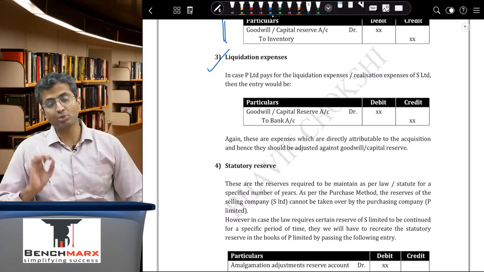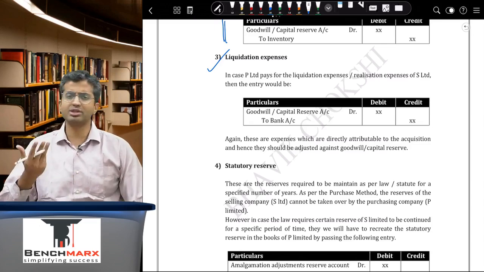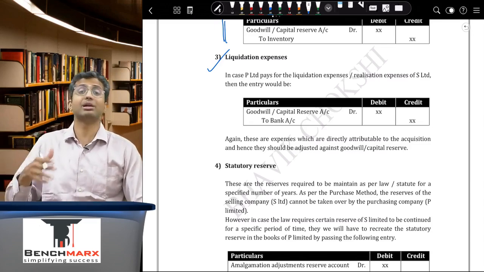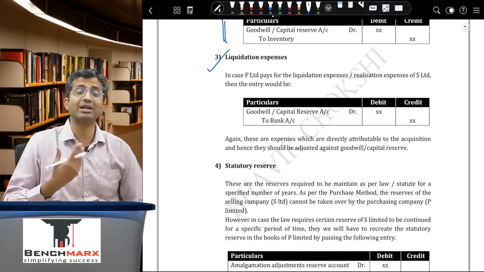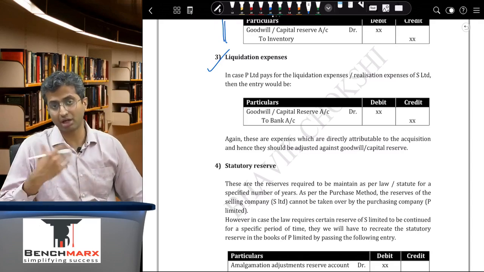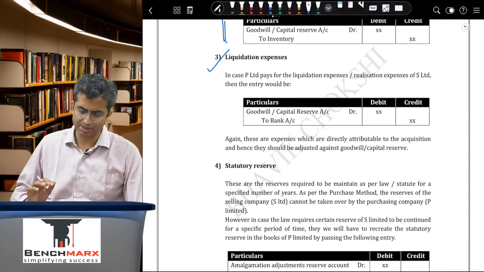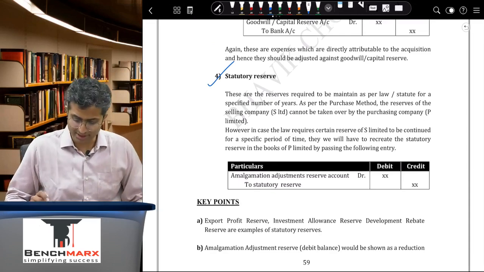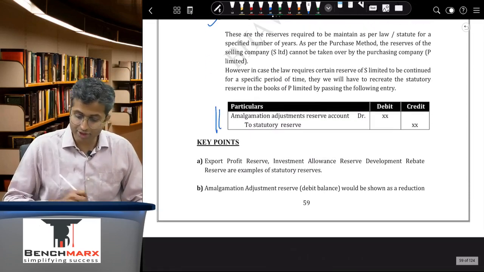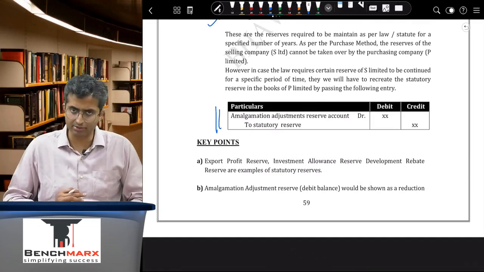This reserve will appear in the books of the purchasing company and it will continue to appear for a period of 3 years. After 3 years is over, this reserve is not needed. The amalgamation adjustment reserve is also not needed, and hence you will reverse the entry. You will pass the entry export profit reserve account debit 100 to amalgamation adjustment reserve 100. This is after 3 years. So a statutory reserve is a reserve which is required as per statute or as per law, in which case you will have to create a special account called amalgamation adjustment reserve account.